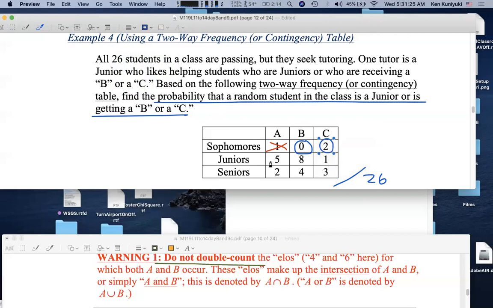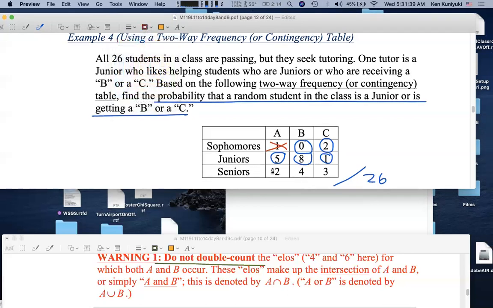Okay. What about all the juniors? You're willing to tutor all the juniors, the ones getting A's or B's or C's. What about the two seniors getting A's? No. They're not juniors, and they're not getting B's or C's. What about seniors getting B's? Yes, they're getting B's. What about seniors getting C's? Yes, these three you're willing to tutor. So how many students in the class would you be willing to tutor? You can add these up, and you would get 23. So the probability would be 23 over 26.